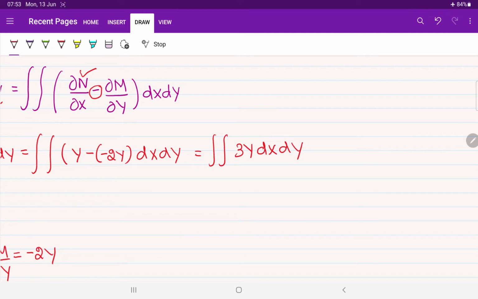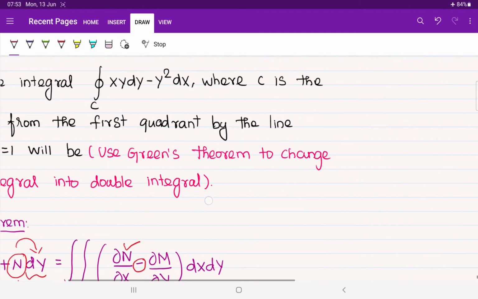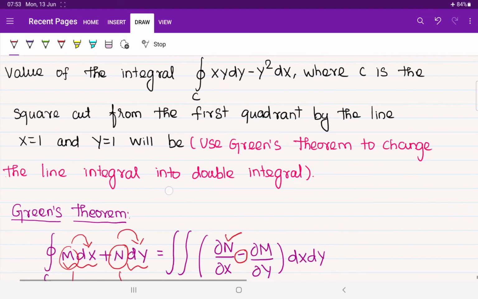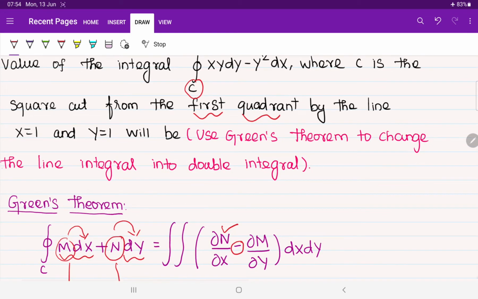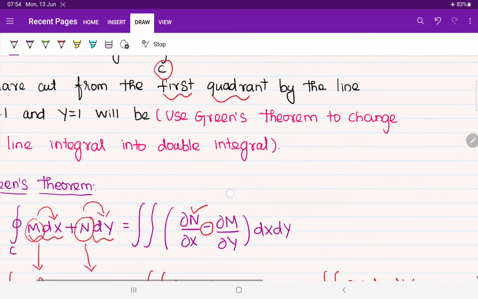After that, it is time to identify the integration limits from the given data. Go back to the question. They have given some other data. See, where they told where C. This C will be helping us to identify the limits actually. Where C is the square cut from the first quadrant, square cut in the first quadrant by the lines x equal to 1 and y equal to 1. They are telling.